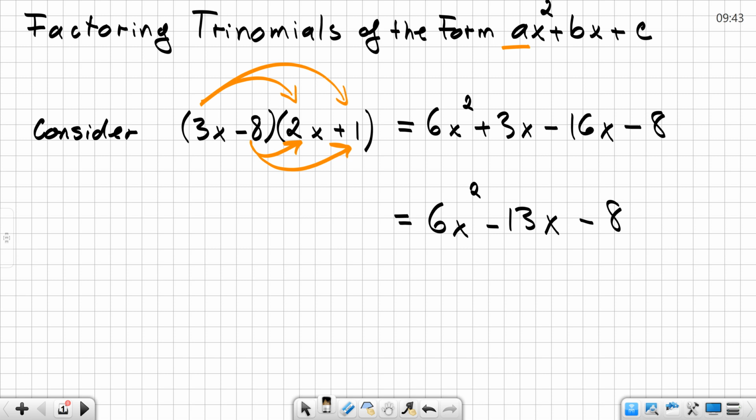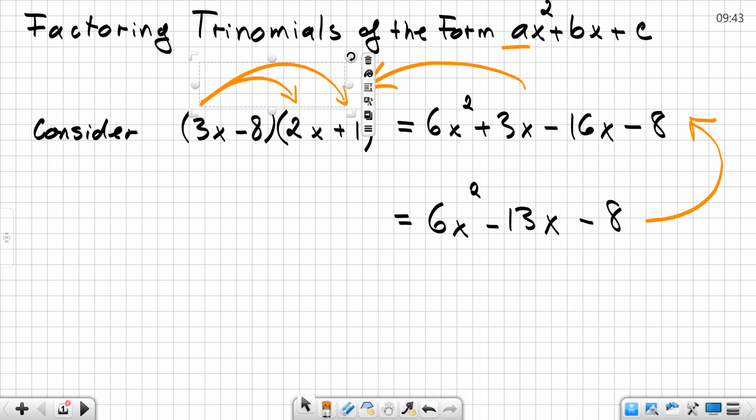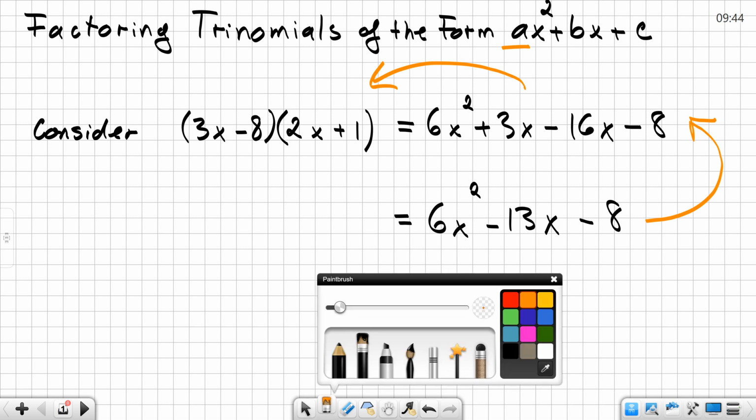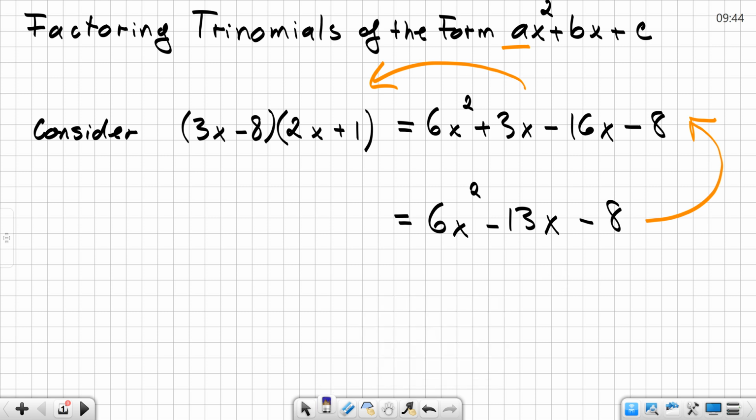All right, now here's the thing. How in the world are we going to go from here to there back to this? Because this is the process of factoring. I take a polynomial and I break it back into two terms that are multiplied with each other. So if only I would know that if I take negative 13x and break this into a positive 3x and a negative 16x, then there is something that I could do.